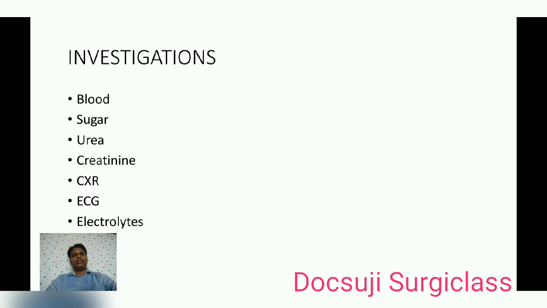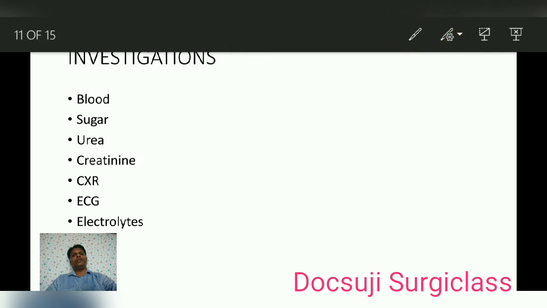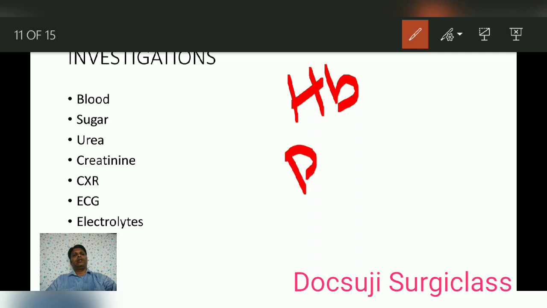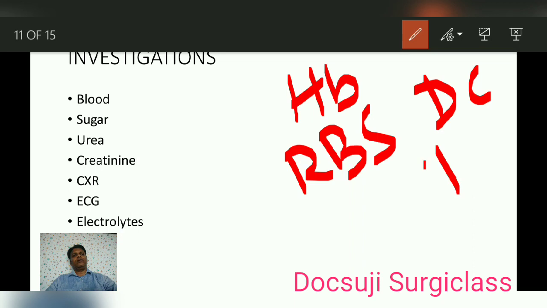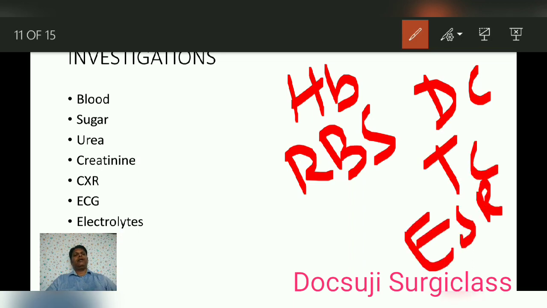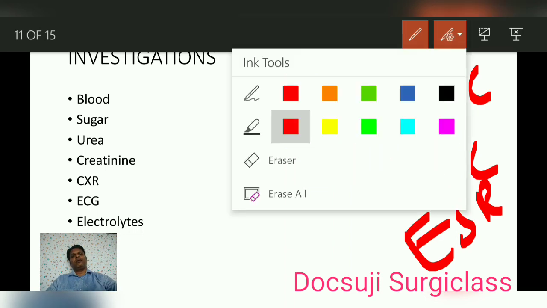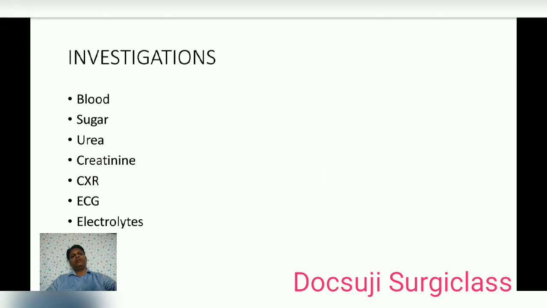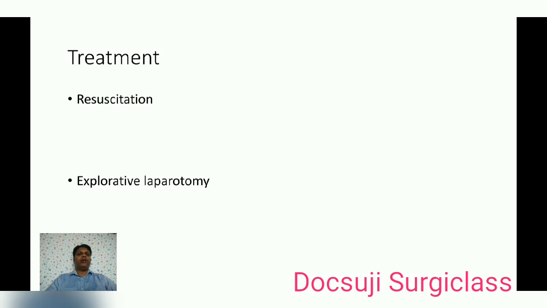You need all the basic blood investigations because the patient is in a hypovolemic state: hemoglobin percentage, random blood sugar, and the counts, particularly total count and differential count, ESR, and urea, creatinine, and all these investigations, including the chest X-ray that we already discussed. ECG is a must, and serum electrolytes are a must to assess electrolyte abnormalities. Okay, with these investigations, you have to proceed for the treatment.